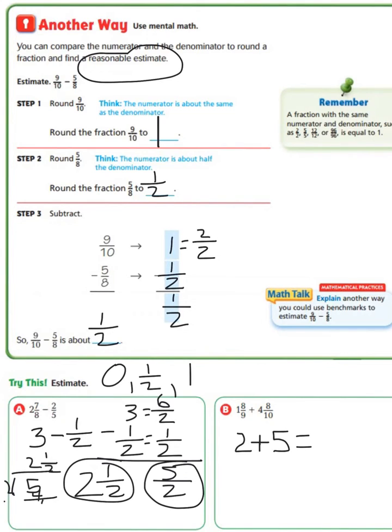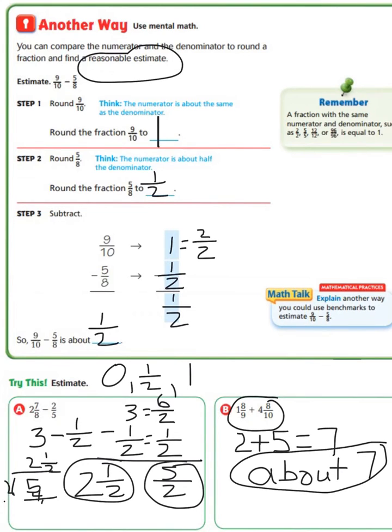And then we simply add 2 plus 5, and when we estimate these two mixed numbers, we see that it is about, don't forget the word about to show that we rounded, about 7 is our answer.